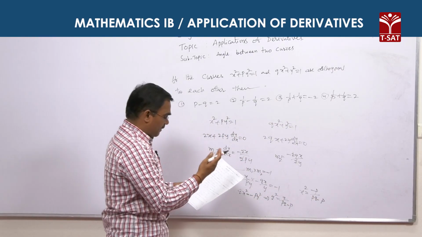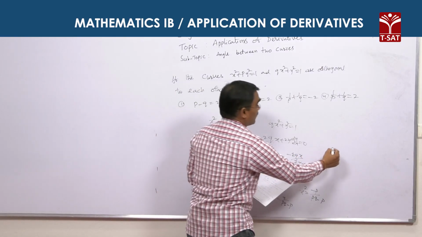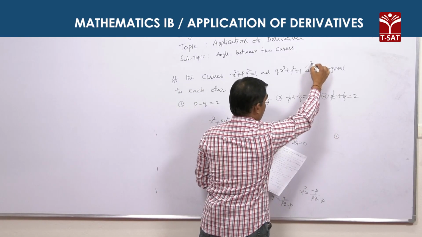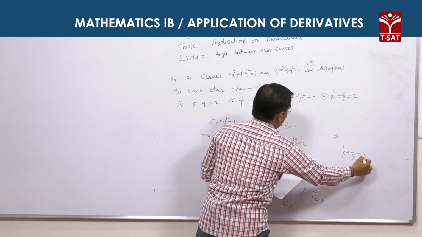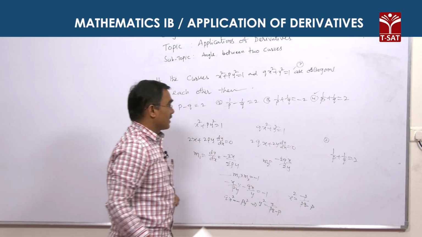Both values are substituted in the first equation or the second curve equation. Simplifying, we get 1 by p plus 1 by q is equal to 1. Fourth is the answer.